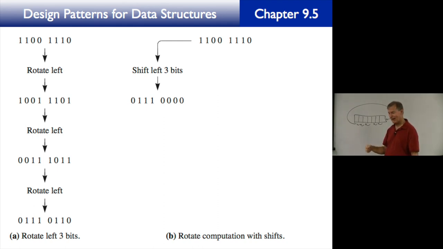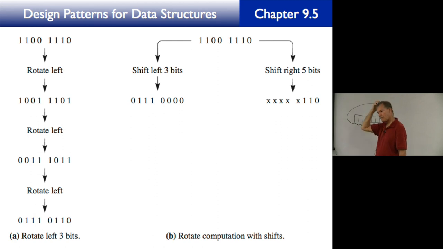I don't think so. Why 5? Yeah. Now watch. Now here's the thing. We're going to shift right 5 bits. But now here's the thing, you guys. If the integer is bigger than just 8 bits, whatever stuff that's out there is going to be shifted in.